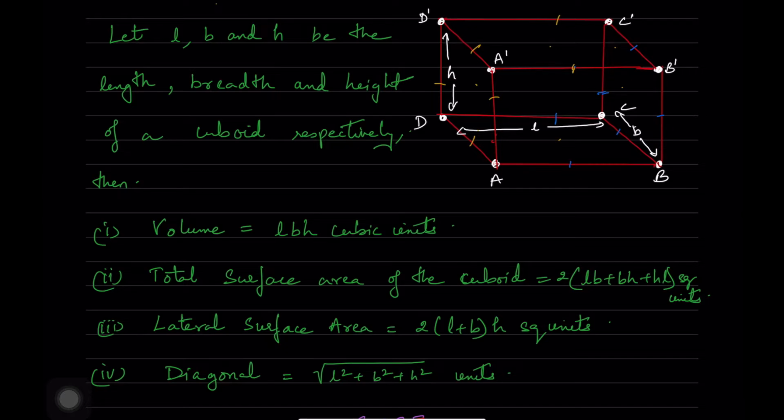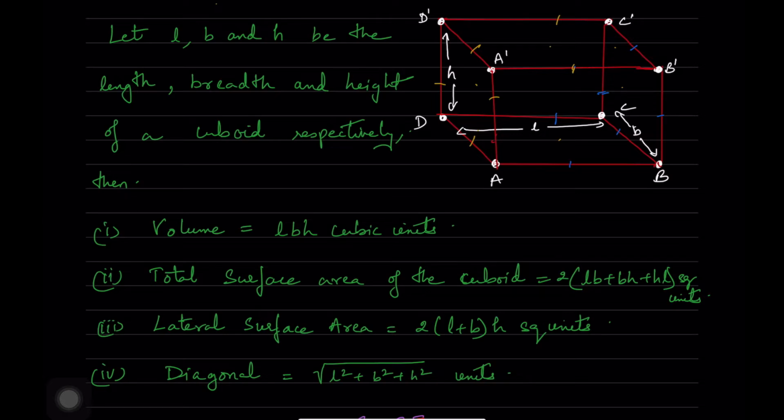You have cubic units for volume because suppose L is 1 unit, B, that is breadth, is 1 unit, height is 1 unit. So when you multiply all 3, you're going to get cubic units. So volume is equal to length into breadth into height, cubic units.